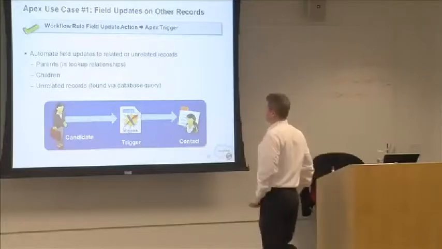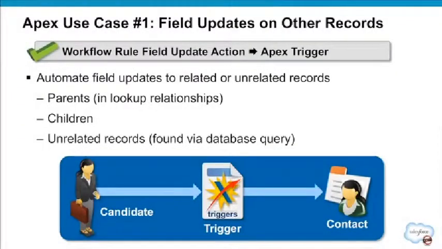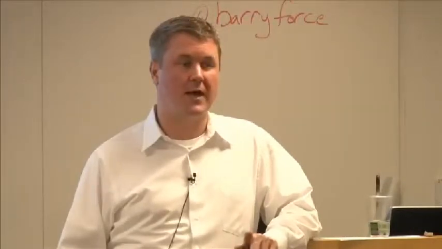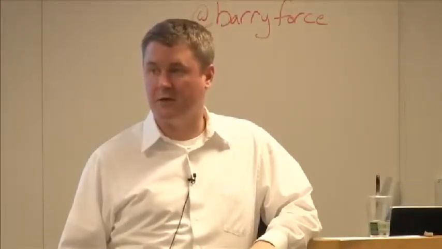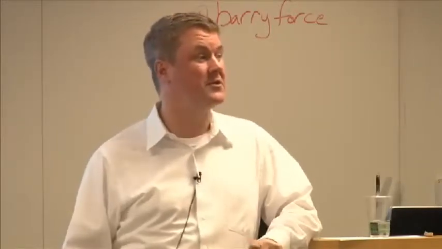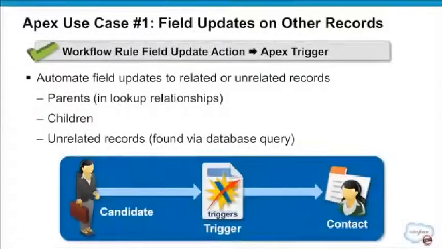All right, so here's use case number 1. You want to do a field update, but you want to do it on other records. So if we're going to do a workflow rule and do a field update, we can always operate on the current record, and if it's a detail in a master detail relationship, we can operate on the parent. But if it's a lookup relationship, or if we have children that we want to modify, or if we have some record that's not even associated via a relationship, we can use Apex to modify those records. Pretty common thing, modify children upon a change occurring to a parent.